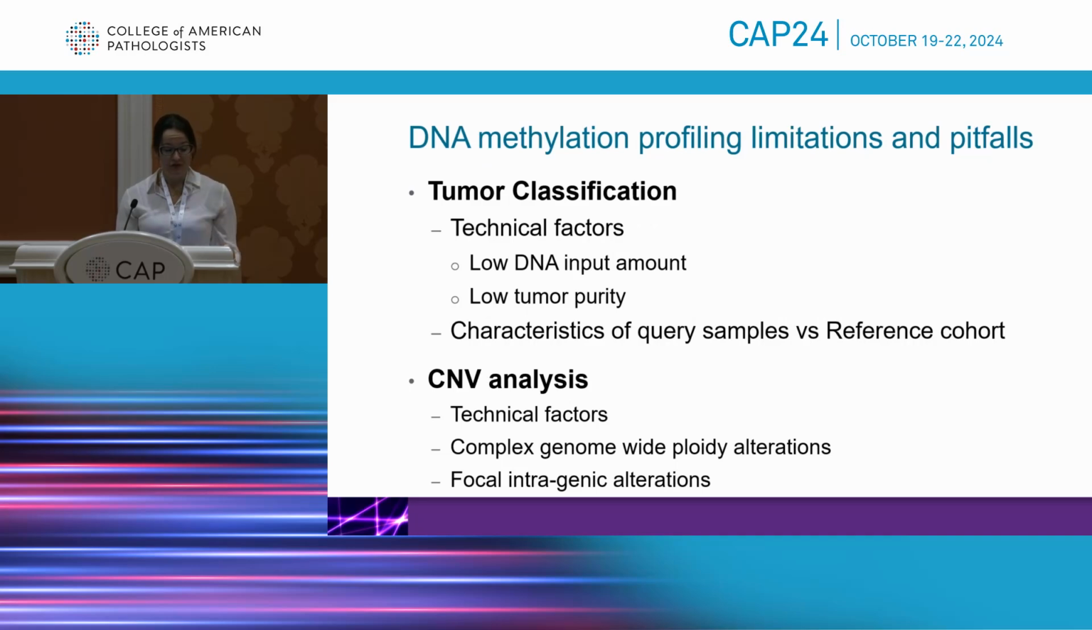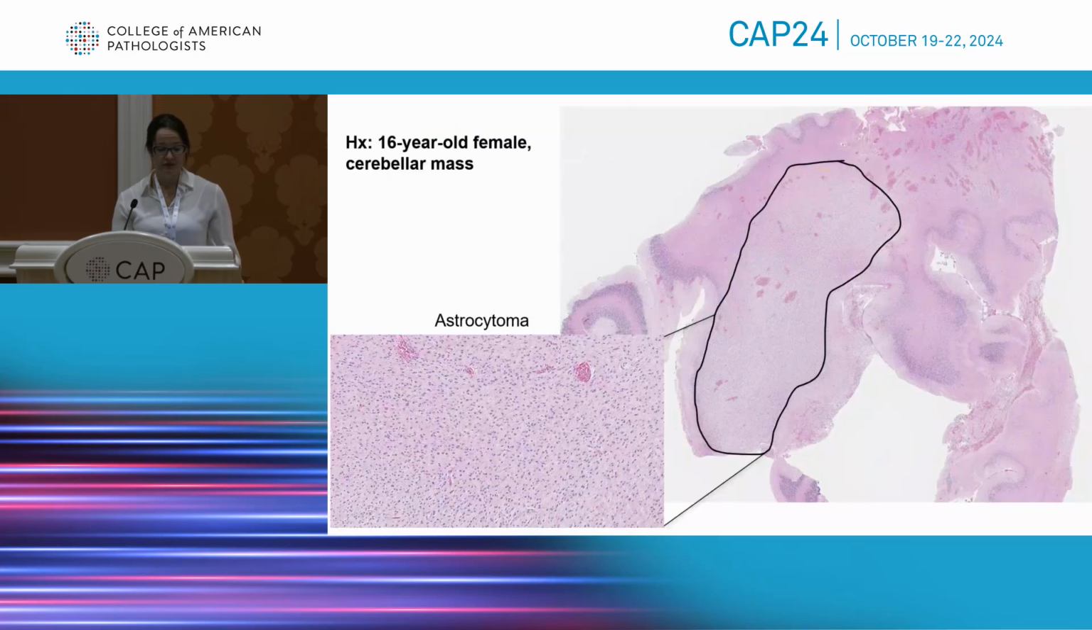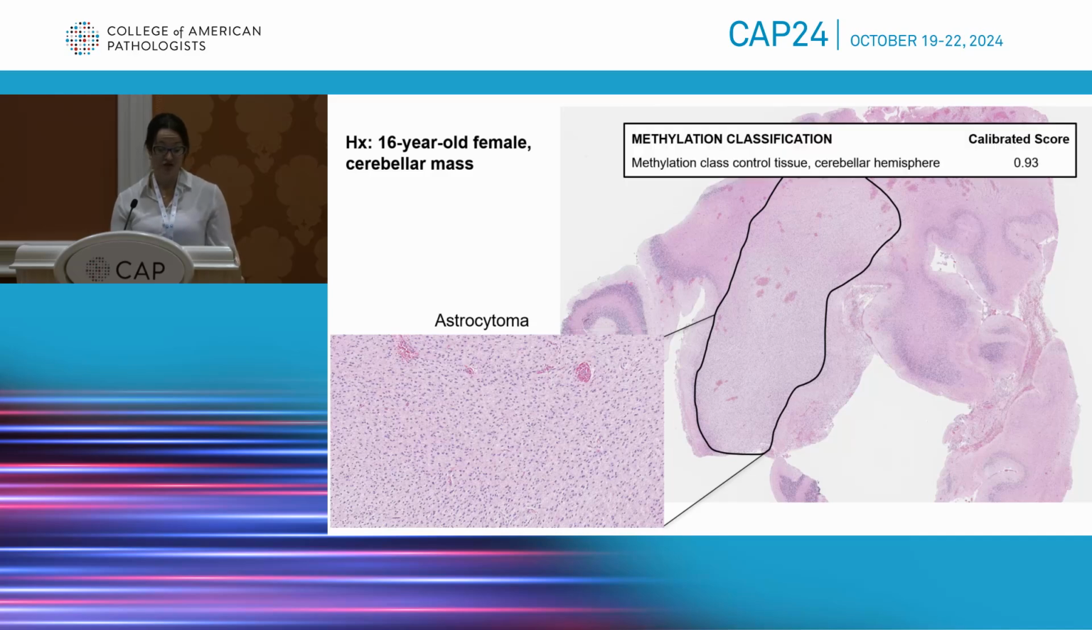So I'll just go real briefly over some of the limitations that I think are important to be known, both for when you're using the array for classification, and also for CNV analysis. And a lot of them have to do with technical artifacts. So as I mentioned before, the tumor purity is really important. So if you have tumors that are present in a big chunk of normal tissue, like in this case, and if you test the entire thing, you may end up getting a result like this. This was called as normal cerebellum, right?